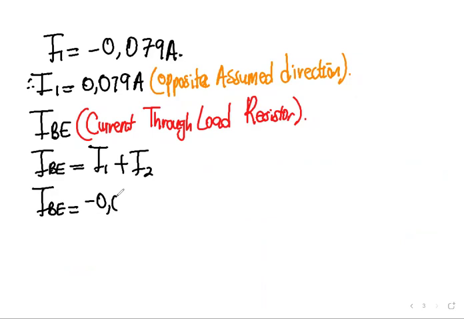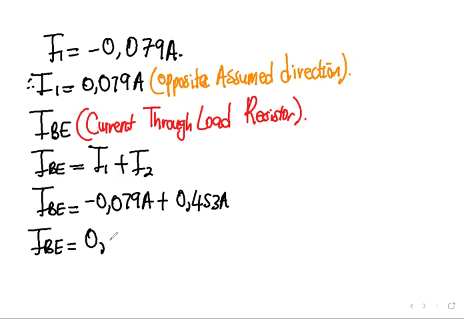negative 0.079 amperes, plus our second current, which is 0.453 amperes. So I'm going to say the current at BE, which is represented as the current at our load resistor, is equal to, the final answer here, 0.37374. It's amperes because it's representing the current.